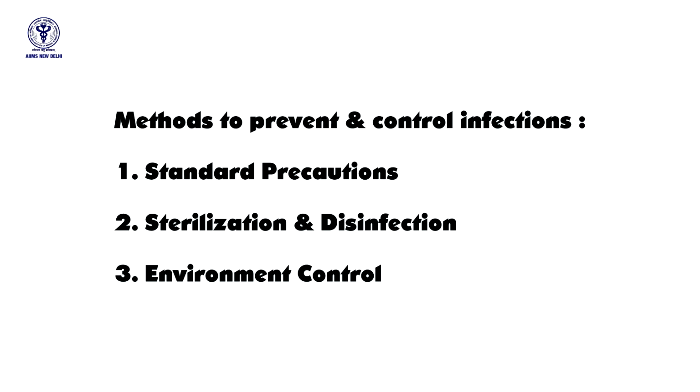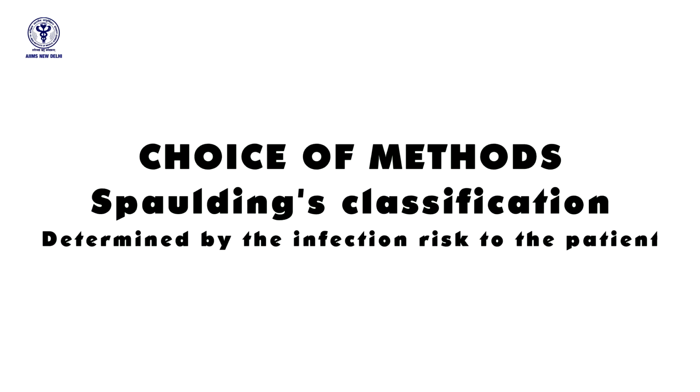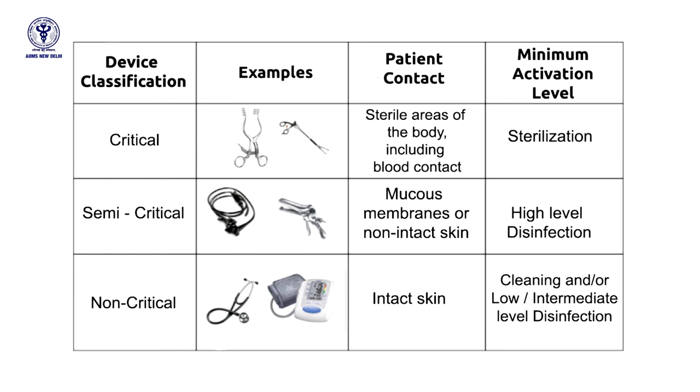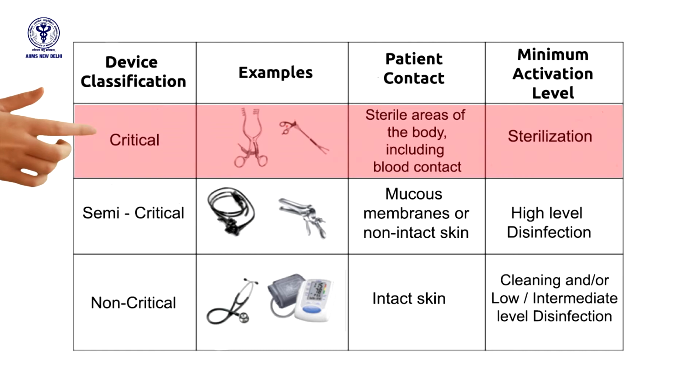So these were the standard precautions to control infection. We now move to sterilization and disinfection. Let's understand Spaulding's classification of levels of sterilization and disinfection. For choice of methods, the articles can be classified as critical, semi-critical, and non-critical.